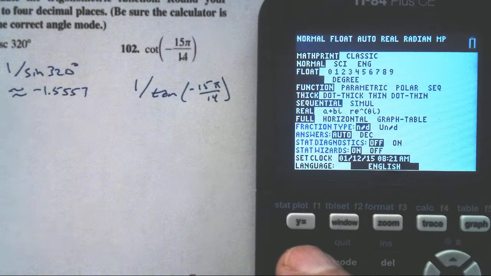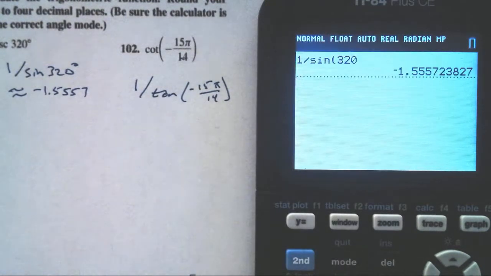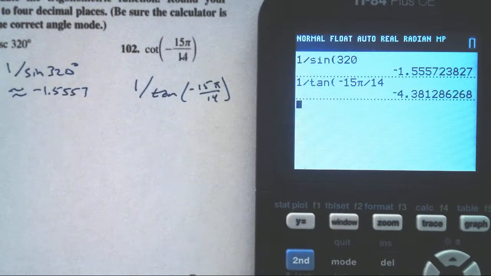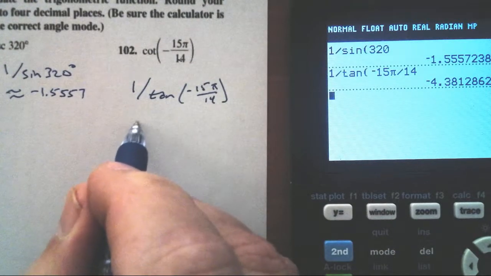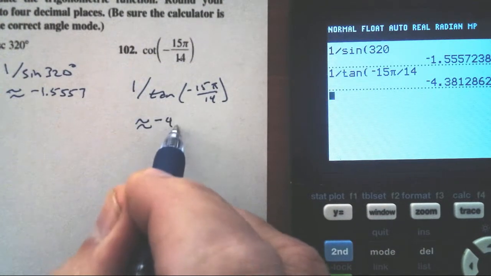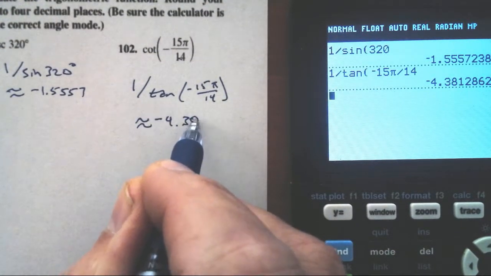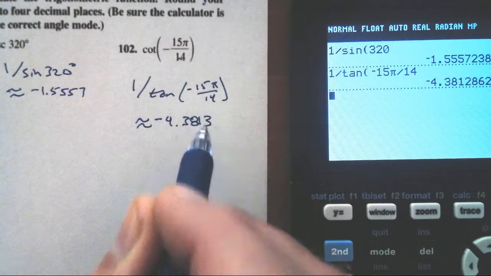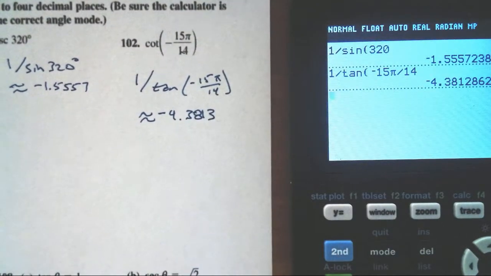radian, quit. And now I'm going to go 1 divided by tangent of negative 15 times pi divided by 14, and rounded we get approximately negative 4.3813.